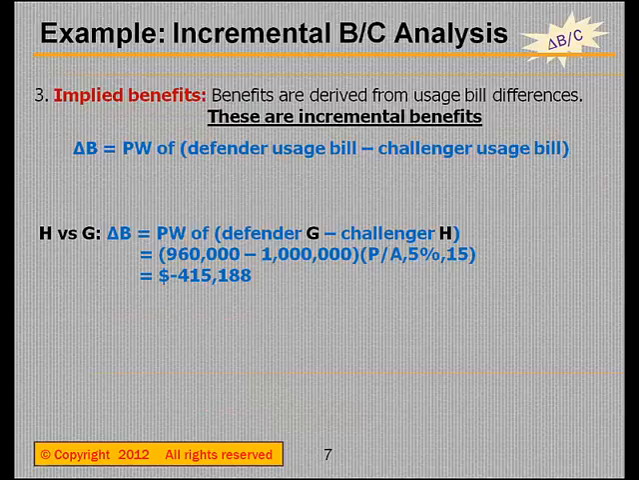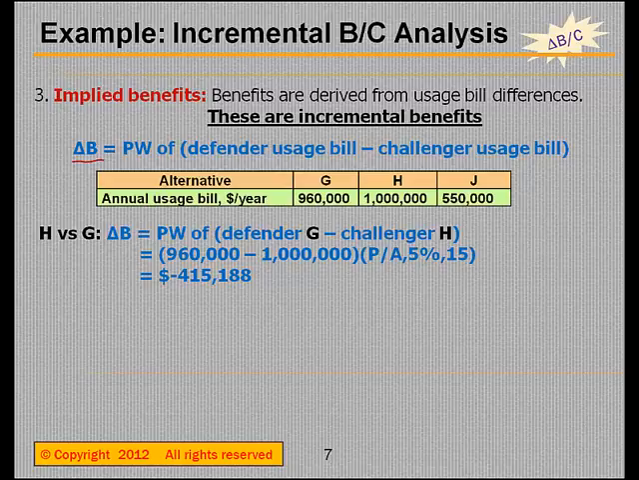Step 3 for implied benefits can be a little tricky in that the result is incremental benefits, not actual benefits. This is due to the fact that the benefits are implied, not directly estimated. Let's see how it works for this example. Here is the relation for delta B, the incremental benefits. It was introduced earlier. The usage row, shown here, is taken from the table of estimates.